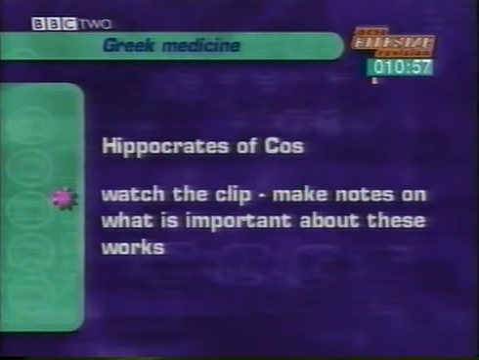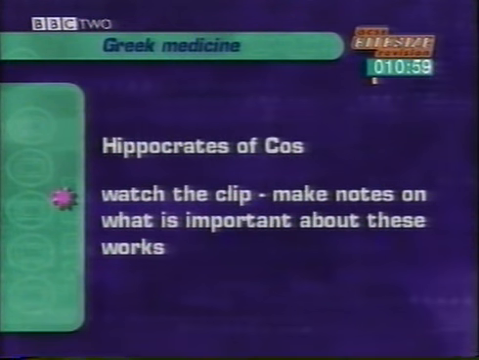While watching the next clip, make notes about what seems to you to be important about these works.